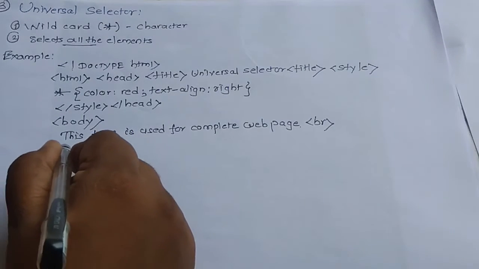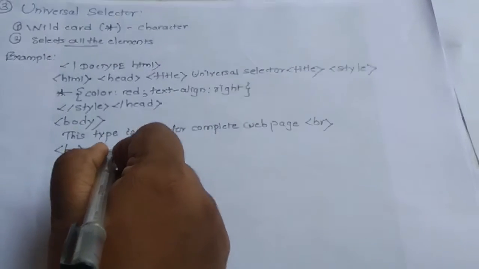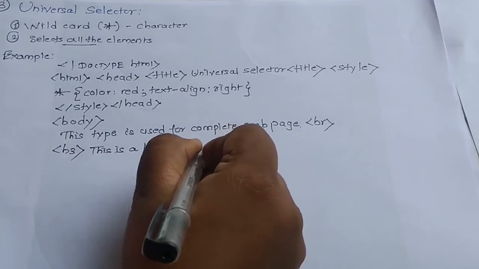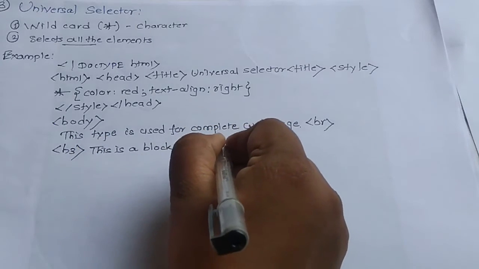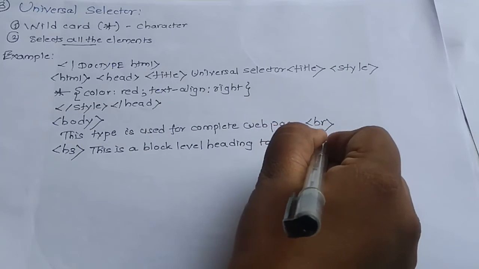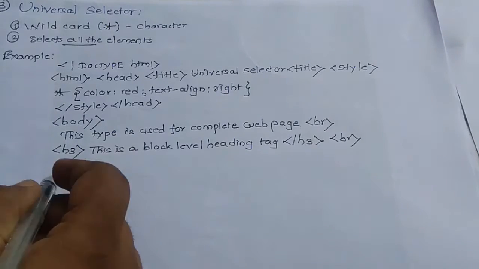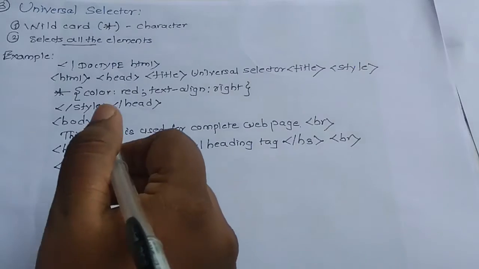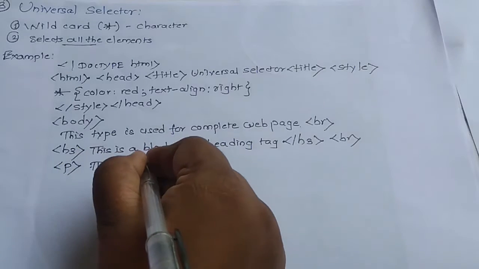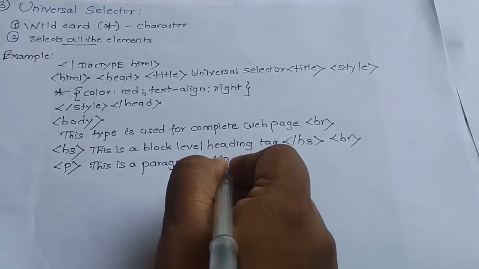Then after this I am using the H3 tag. So here this is a block label heading tag. So this text I am applying, "this is a block label heading tag", and then I am closing with /H3 and again I am writing the BR. Now after this I will use the paragraph tag. So here in the paragraph tag I will write "this is a paragraph", and then again I will close it with /p.